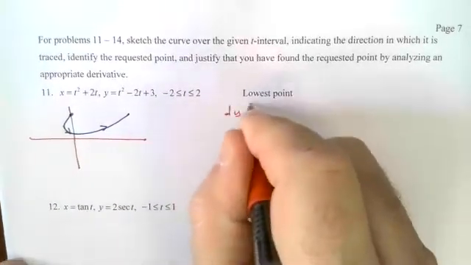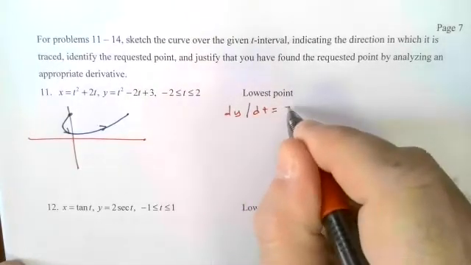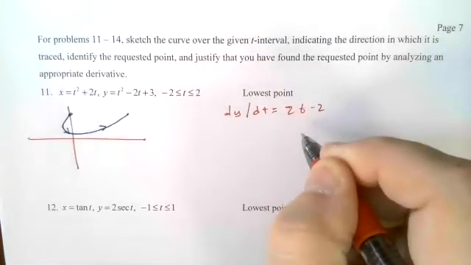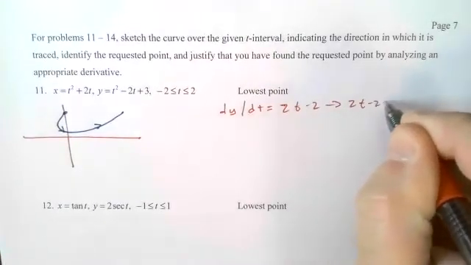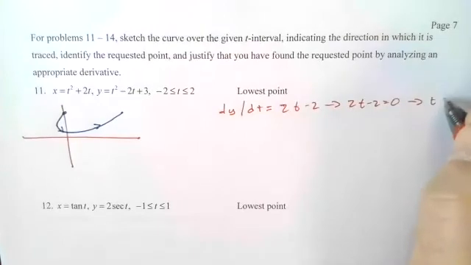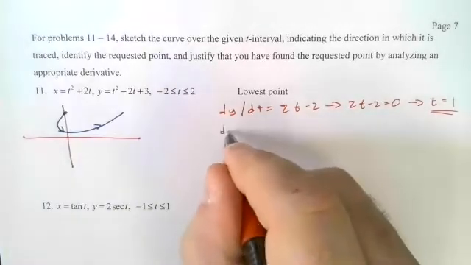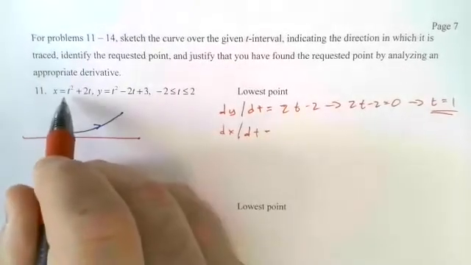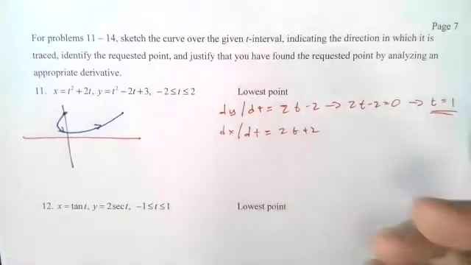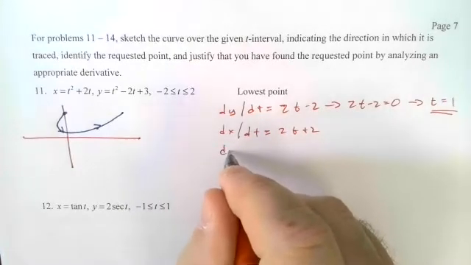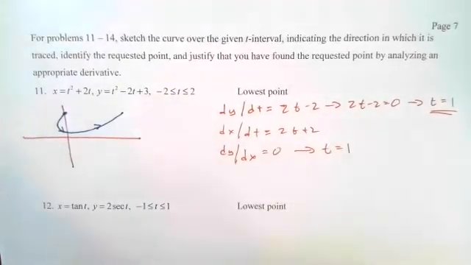We need the derivative. dy/dt equals t minus 2. I'm going to need to set the top equal to 0. I don't care about the bottom, I only care that I don't blow it on the bottom. t minus 2 equals 0, t equals 1. dx/dt, again, we're just checking to make sure things don't go wrong, is 2t plus 2. Plug in 1, I don't get 0, that's fine. Therefore, when dy/dx equals 0, t equals 1.